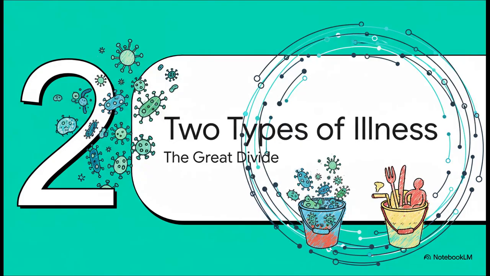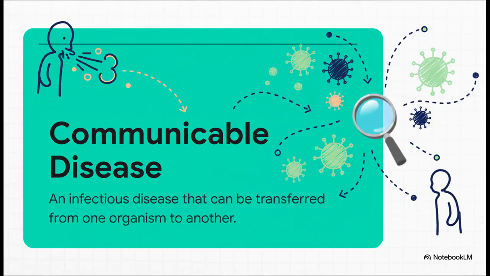All right, now for the main event. All of those different diseases we just talked about can be sorted into two main buckets. And this simple distinction, well, it changes absolutely everything about how we understand and treat them. In the first bucket, we've got communicable diseases. The clue is right there in the name. They can be communicated or passed along from one person to another. These are all the infectious things you can catch, like the common cold or the flu.